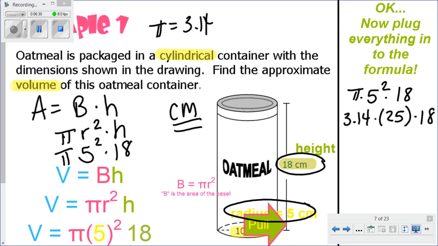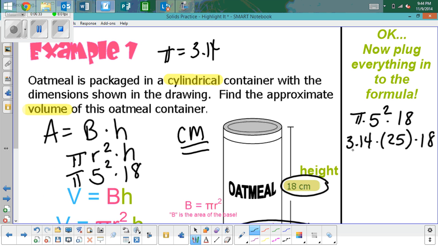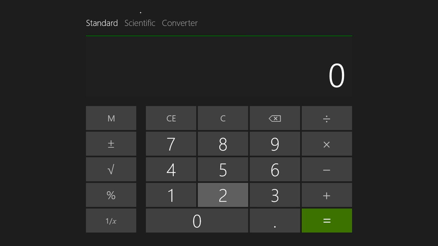I'm going to back out of this for just a second. So we have 3.14 times 25 times 18. This is the problem we're working on now. You all know that I like to work with whole numbers first. So I'm going to open up the calculator, and we're going to say 25 times 18 equals, right, 450. And then we also know that we have to multiply that times pi. So we're going to multiply this times our approximation 3.14 equals exactly 1,413.